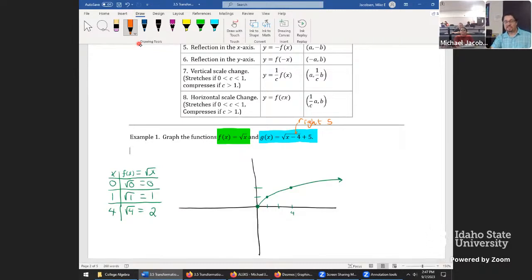Oh, I keep on doing that. Thanks again for saving me on that one. Right 4. I guess I just like the number 5. And this is up 5.